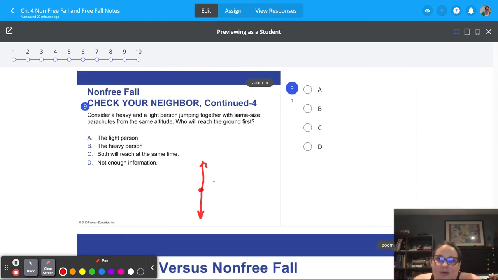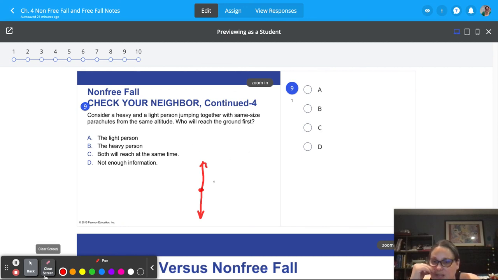Consider a heavy and a light person jumping together with the same size parachutes from the same altitude. Who will reach the ground first? If we were in free fall, they would land at the same time because there's no air resistance. But we do have to take into account air resistance in this case. Since their parachutes are the same size, they'll experience the same surface area, which means that when they have the same velocity, they'll have the same air resistance.